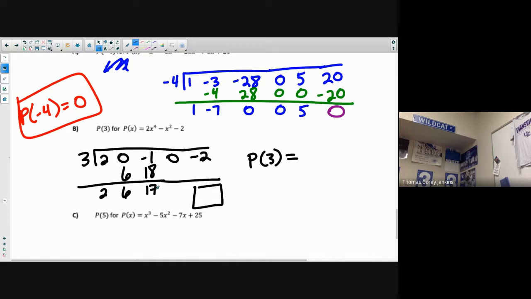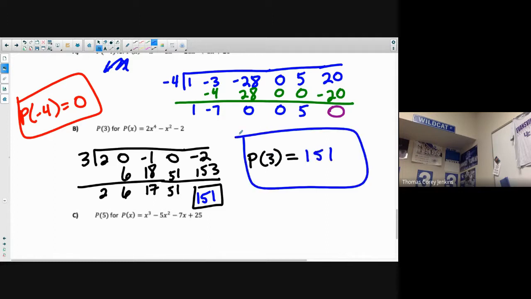All right, so multiply again, you get 51. Add, you get 51. Multiply one last time, you get 153. Obviously, we're going to have a remainder here, and it is 151. So now we know the value of the function where x equals 3 is 151. That's going to be way up there.